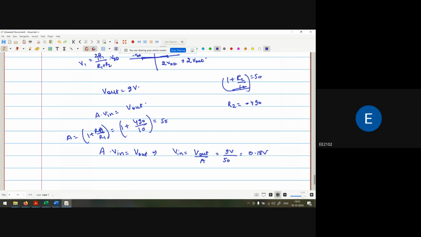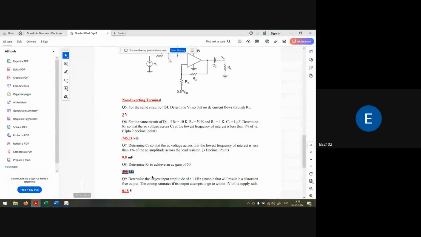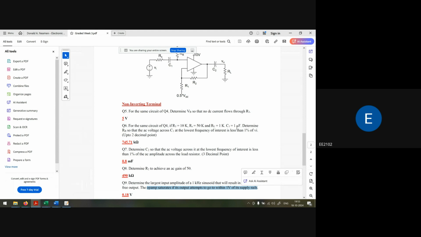Sir, how is V out equal to 9 volts? Because the statement says the op amp will saturate if the output attempts to go within 1 volt of the supply. What is the supply voltage? 10 volts. And the output will go up to what? Within the 1 volt range, that is 9 volts to 11 volts.